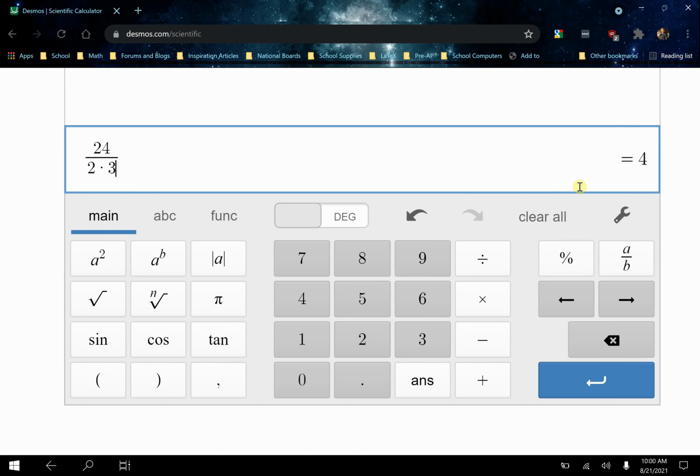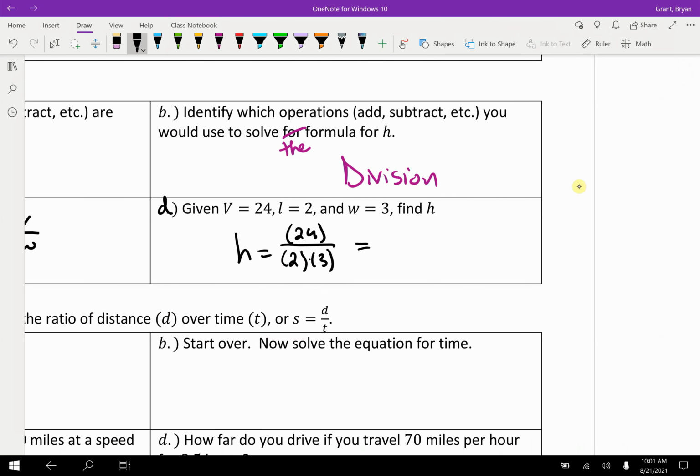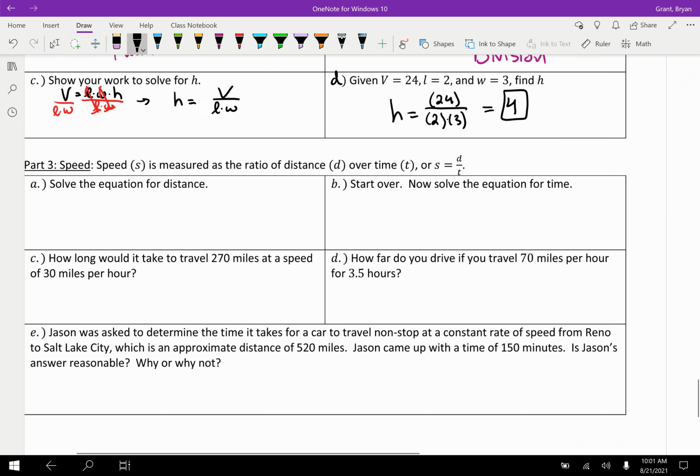I bet you probably could have done this math too. 2 times 3 is 6. 24 divided by 6 is 4. But if you don't and you want to use a calculator, make sure that you have one where you can do multiple steps at once. All right, last problem. Woohoo!